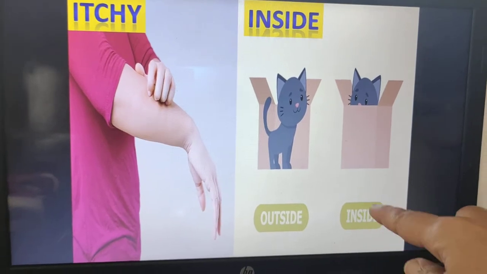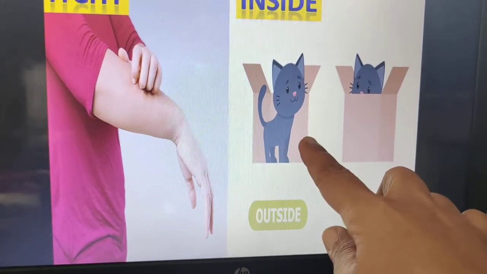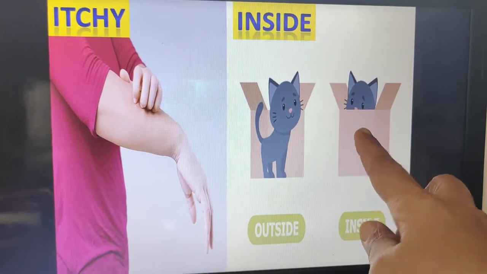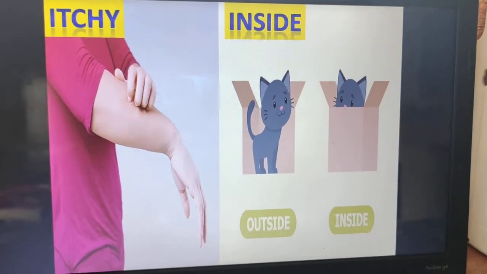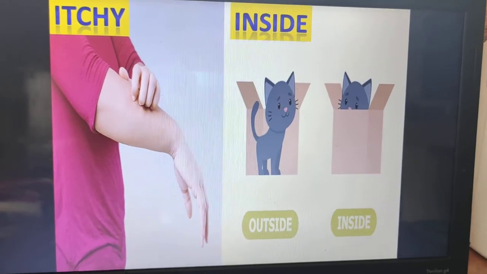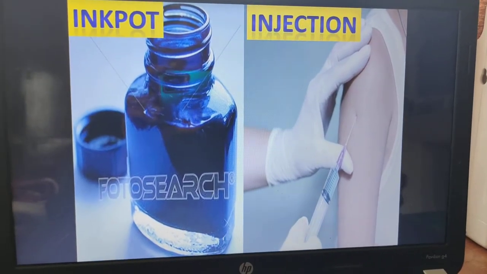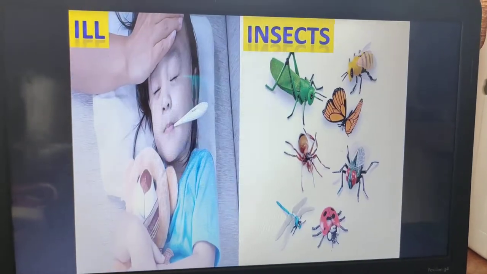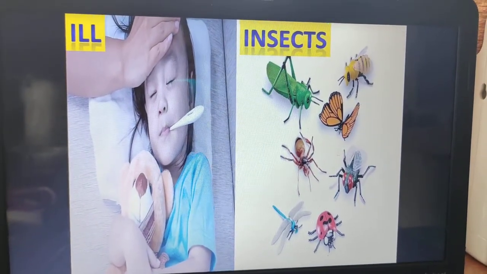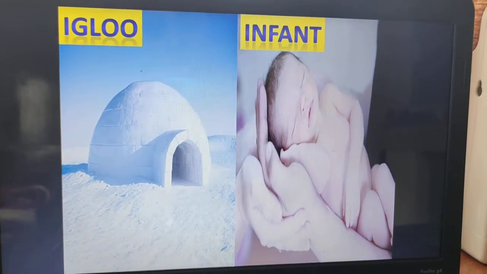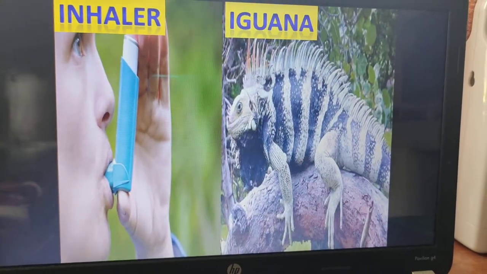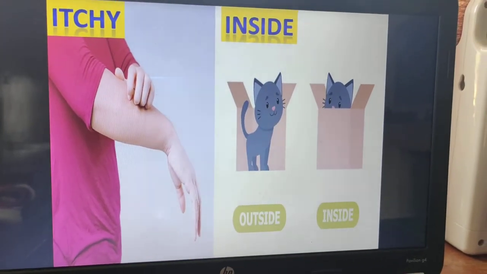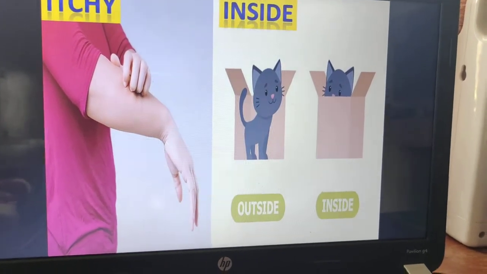I for inside. So you can see a cat and a box. This cat is standing outside the box, whereas this cat is inside the box. Okay, so I for itchy and I for inside. So those were the words with I. Let us look at them once more. I for inkpot. I for injection. I for ill. I for insects, I for igloo, I for infant, I for inhaler, I for iguana, I for itchy, and I for inside.